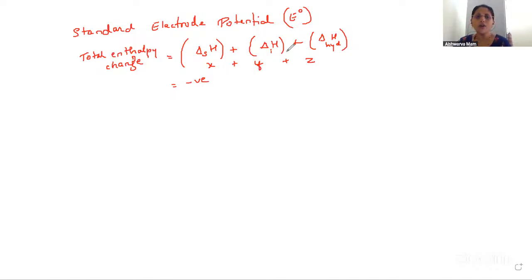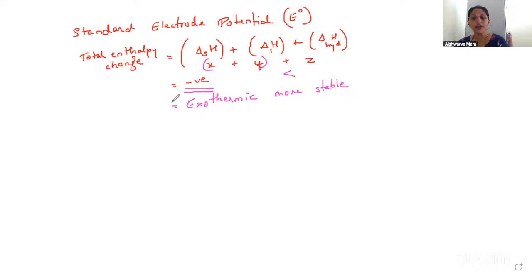If the sum of x and y is less than z, that is, if the sum of enthalpy of sublimation and ionization enthalpy is less than hydration enthalpy, then the total enthalpy change will be negative. So what does a negative total enthalpy change mean? Negative means the reaction of formation of metal ion is exothermic, and the metal ion will be more stable. So this is what we understand from this particular equation.